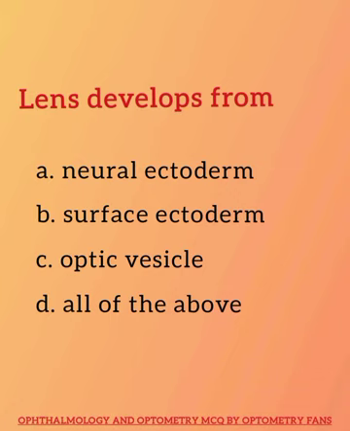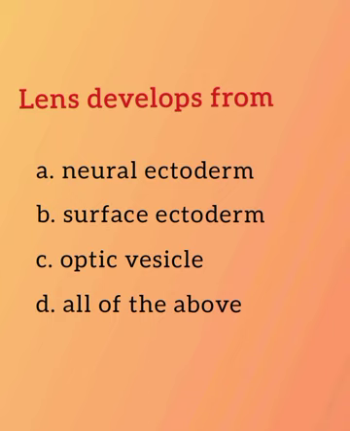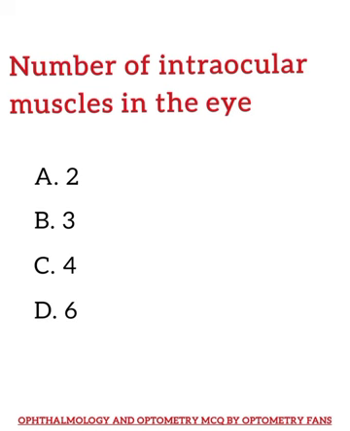Lens develops from option A, neural ectoderm. Option B, surface ectoderm. Option C, optic vesicle. And option D, all of the above. The correct answer is option B, surface ectoderm.